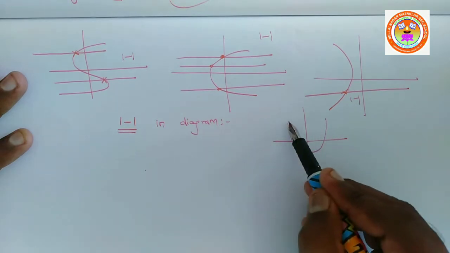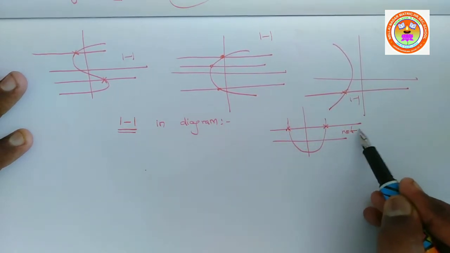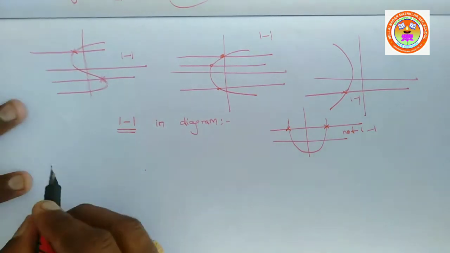Now draw the horizontal line in this diagram. It cuts at 2 points, so it is not one-to-one. If the horizontal line cuts at only one point in any part of the graph, it is one-to-one. Otherwise, if it cuts at 2 points, it is not one-to-one.